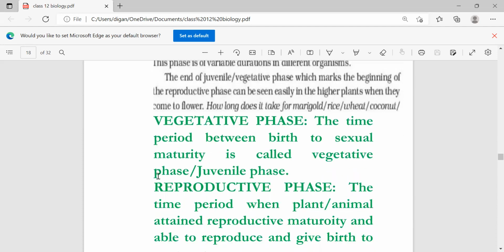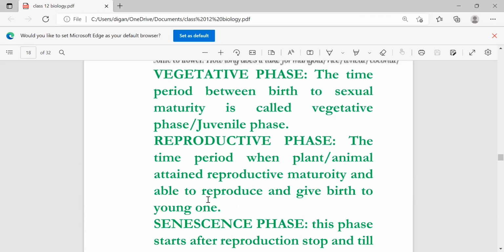Vegetative phase or juvenile phase means the organism has not attained its sexual stage. Then the next stage is called reproductive phase. Reproductive phase means the time period when the plant and animal attain reproductive maturity. At this stage they become eligible for reproduction, and that stage is called reproductive phase.